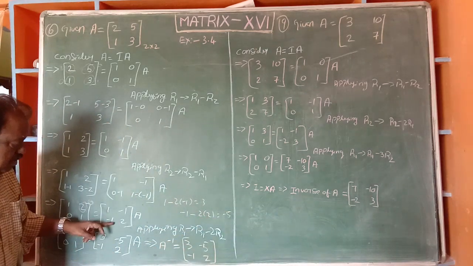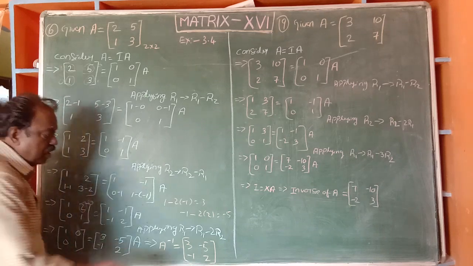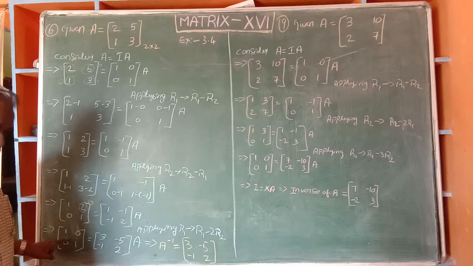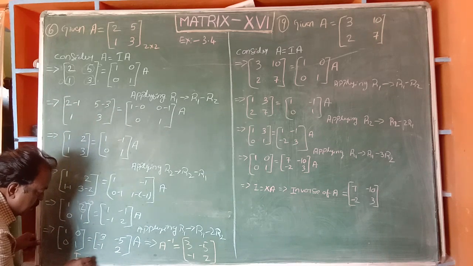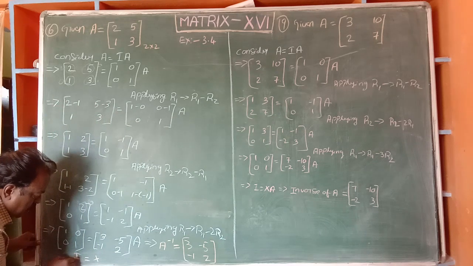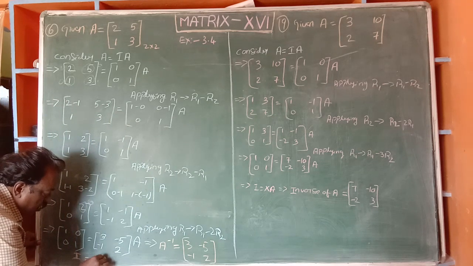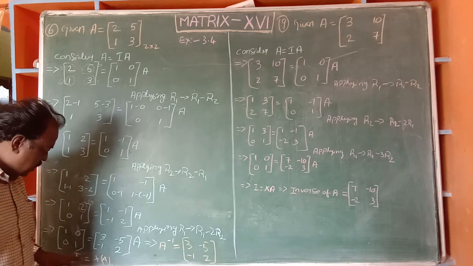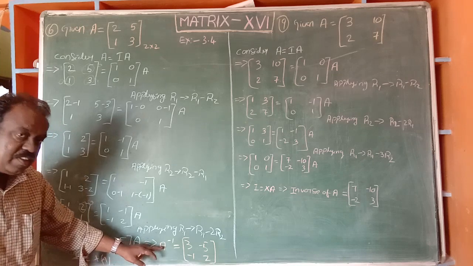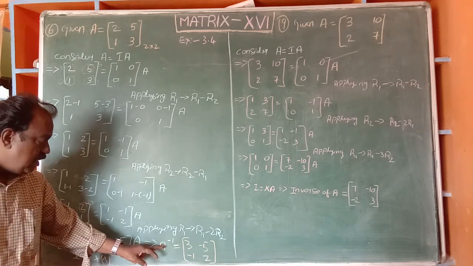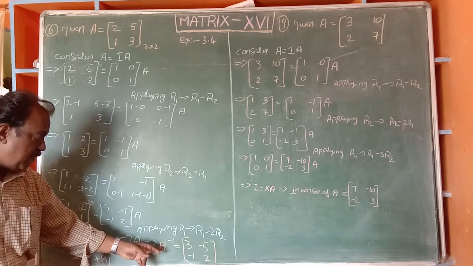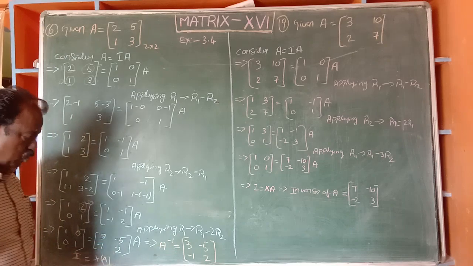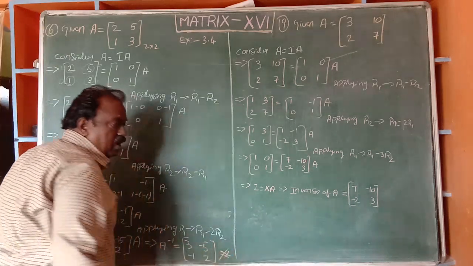The remaining R2 will not be changed. Now you observe, we get I. I is equal to X into A. This is X, it is A, it is I. If you get this equation, then X will become the inverse of A. So, A inverse, we are finding the inverse of A. A inverse is equal to 3, minus 5, minus 1, and 2. This is the answer.